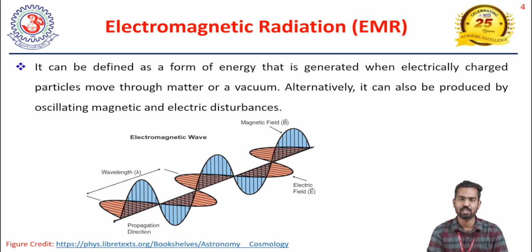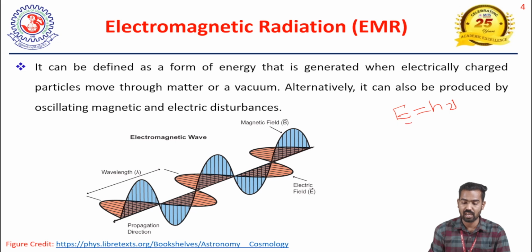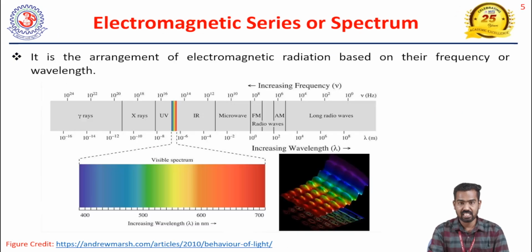Each EMR, which means each electromagnetic radiation, is associated with some energy also. How will you calculate the energy of electromagnetic radiation? It is very simple: E equal to h nu, by Planck's law or Planck's equation. E is the energy, h is the Planck's constant, and nu is the frequency of the wave. Based on the energy, we can arrange the different electromagnetic radiations based on their energy, frequency, and wavelength.